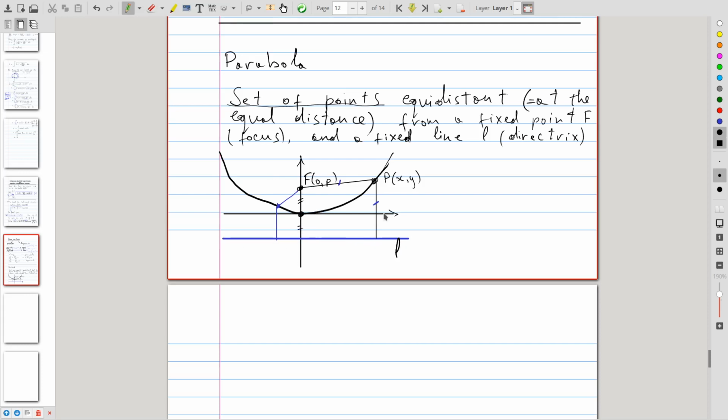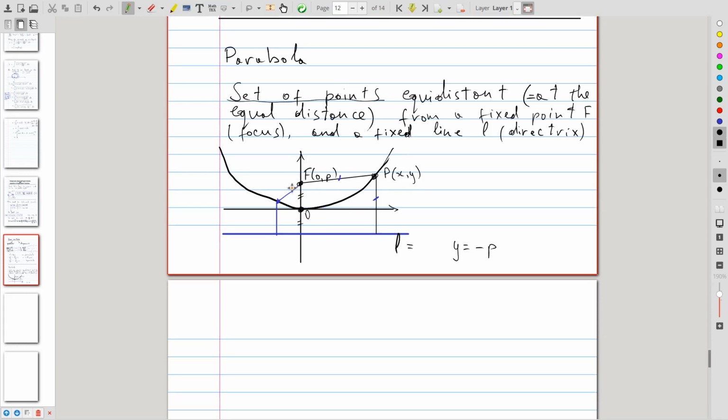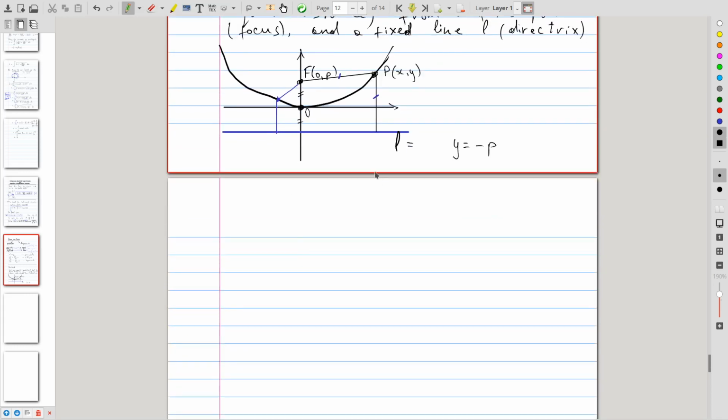The line L is parallel to the x-axis, and so it has the equation y equals minus p. Right? So then this ensures that the distance between the origin and the directrix L is the same as between the origin and the focus F. So the moral is the following. If we compute the distance from F to P, it is the same as the distance from P to L.